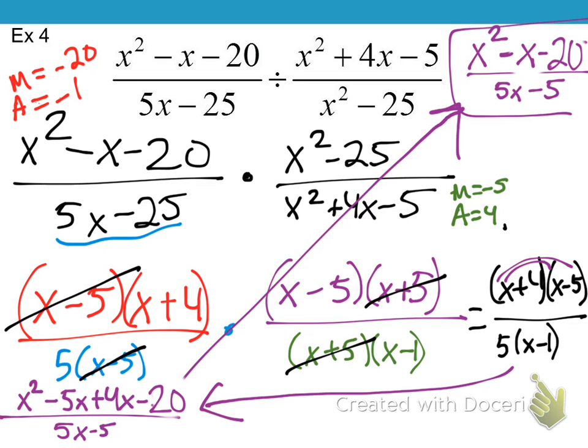Yeah, so when I did 4 times negative 5, I put negative 5. Oh. But 4 times negative 5 is negative 20. So I just double distributed incorrectly. Thank you for catching that. All right, any other questions?